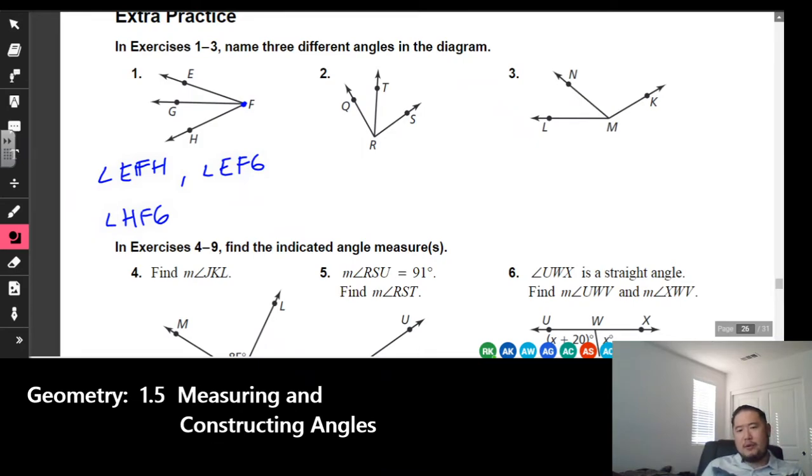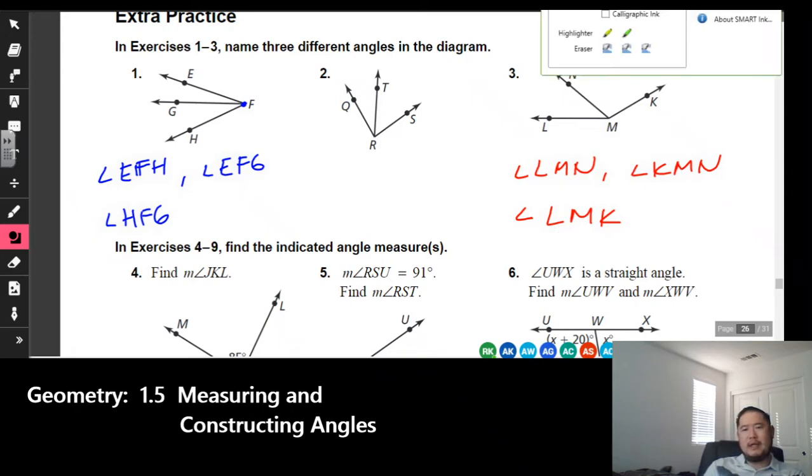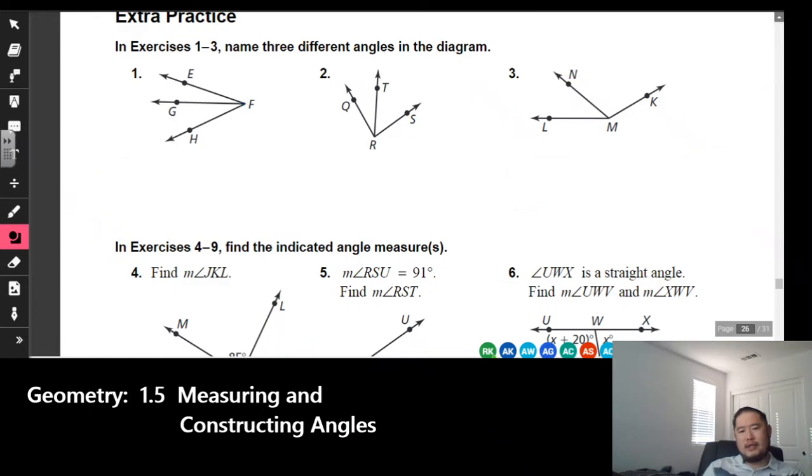If we take a look at number 3, angle LMN is one. We have angle KMN as the other. And the last one, angle LMK. This would be obtuse. The other 2 would be acute. As you can see in all of these, angle M, or point M, happens to be the middle letter. That is your vertex.